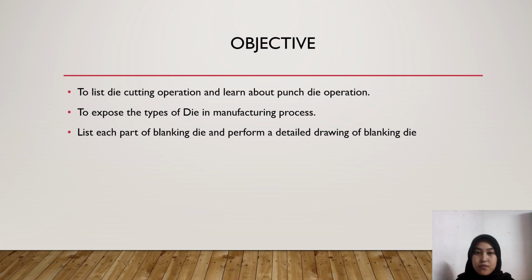For objective, to list die cutting operation and learn about punch die operation. Next, to expose the types of die in manufacturing process. And lastly is to list each part of blanking die and perform a detailed drawing of blanking die.